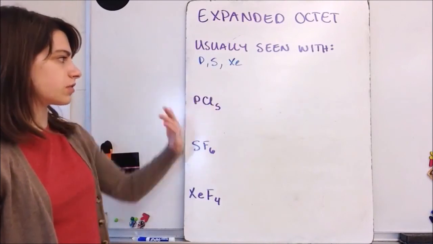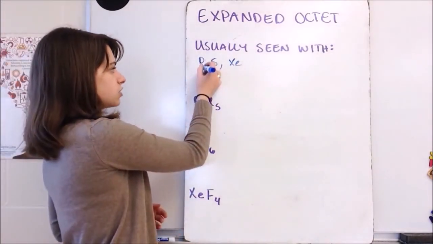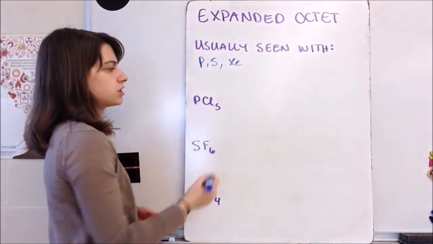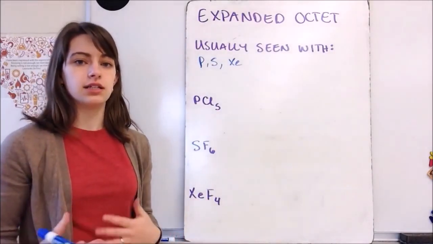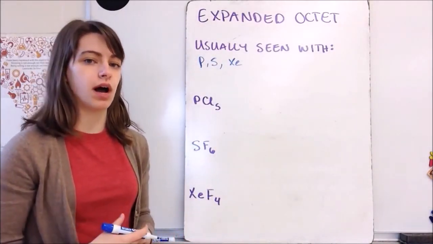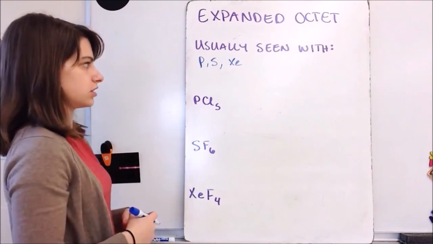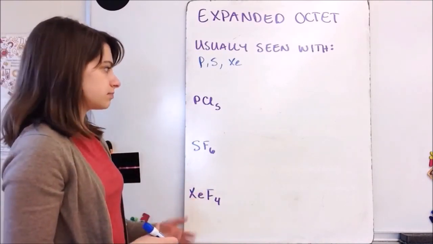So phosphorus and sulfur we know are nonmetals. Xenon is a noble gas. This is one of the few exceptions to noble gases don't bond. Xenon will bond every once in a while under very specific sets of conditions. So let's see what this looks like.